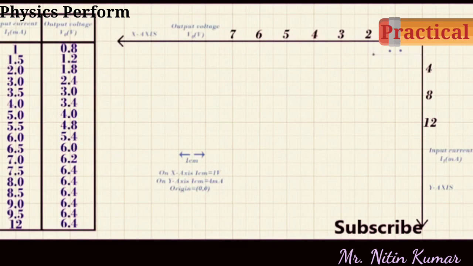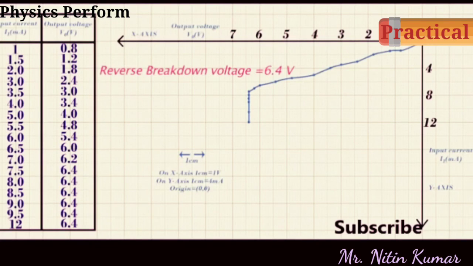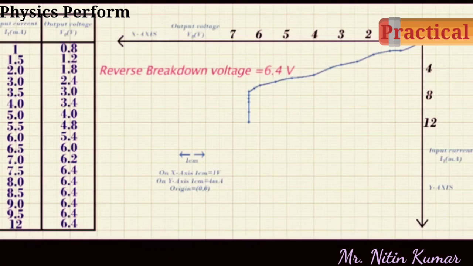Now, we plot the points on the graph. At a particular point in the graph, we observe that the output voltage remains constant while the current increases by a large amount. This voltage, which remains constant, is called the reverse breakdown voltage, and it is 6.4 volts from the graph. Thus, this graph clearly shows the IV characteristics of the Zener diode.